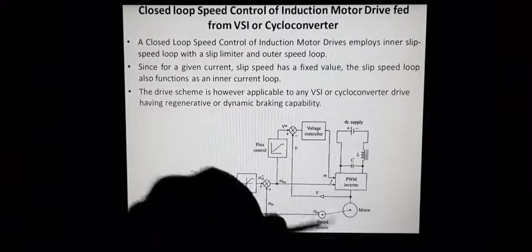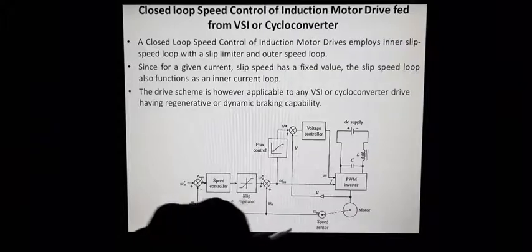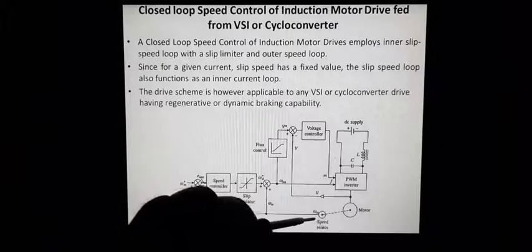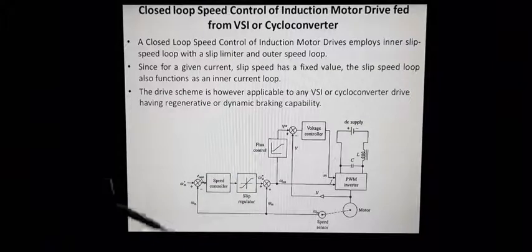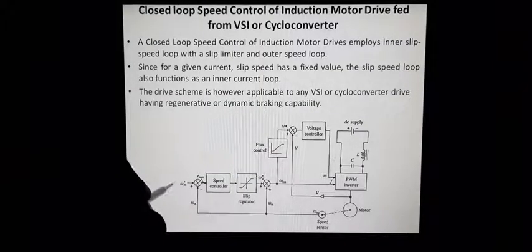So the actual speed will be measured here using a speed sensor or a tacho generator, and the reference speed is given here. This is actually a PI controller to compensate this error. So suppose the actual speed is 1300, and you want the speed to be 1400, that is the reference speed.